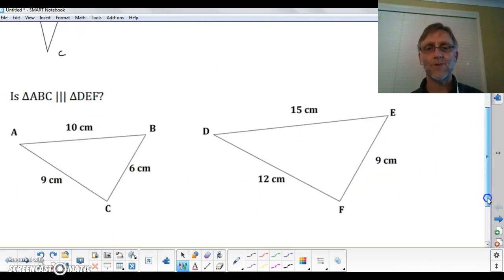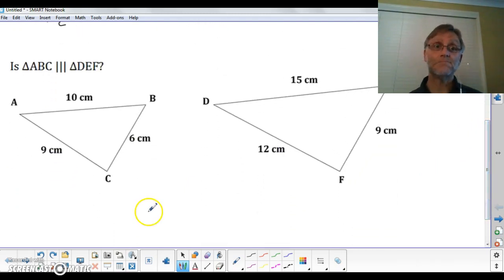What about another example where you don't know the angles? So this is a question. Is triangle ABC similar to triangle DEF? Are these two triangles similar? Well, we need to look at the sides for this one. Remember that if two triangles have sides in the same ratio, then they are similar. So we need to look at the ratio between AB and the corresponding side, DE.